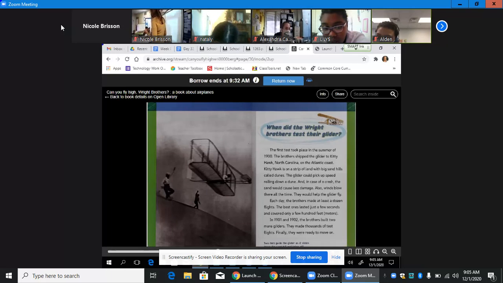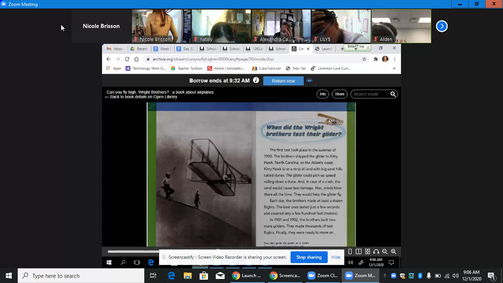120 years ago. The brothers shipped the glider to Kitty Hawk, North Carolina, which is in the outer banks of North Carolina on the Atlantic Ocean. Kitty Hawk is on a strip of land with big sand hills that you call dunes. We have dunes here, right? Those little sandy hills with the grass on top, when you go to the beach, those are dunes. Now in Kitty Hawk, they're huge. It's almost like a mini mountain. They're really, really big. They're bigger than the ones here. If you get on them.